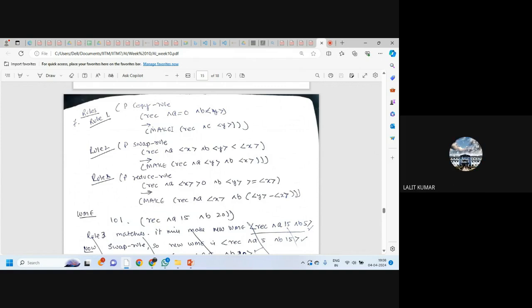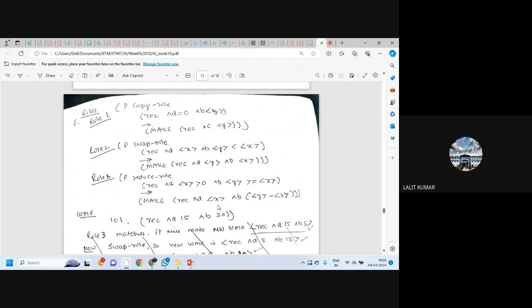So we have to see in these three rules which rule is applicable here. Rule 3 only, the reduce rule. So when rule 3 fires, A will become 15 and B will become 5. So we get a new record now: A is 15, B is 5.